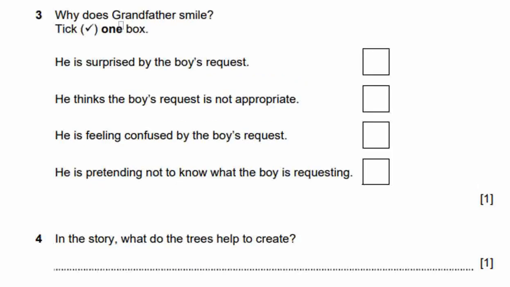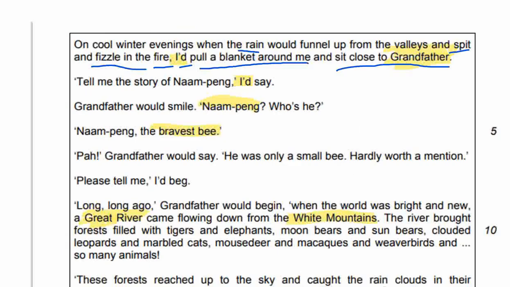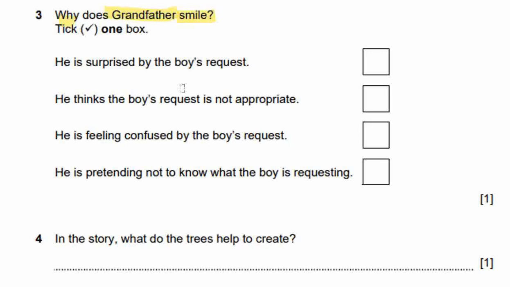Next is question 3. Why does grandfather smile, take one box? He is surprised by the boy's request. He thinks the boy's request is not appropriate. He is feeling confused by the boy's request. He is pretending not to know what the boy is requesting. Let's check the reading. So the keyword is smile. Why does grandfather smile? Here we go. Grandfather would smile. Then what comes next? Grandfather says, Nam Peng, who is he? So who is he means the answer should be, he is surprised by the boy. That's not it. He thinks the boy's request is not appropriate. He's feeling confused by the boy's request. Who is he? He's pretending not to know what the boy is requesting.